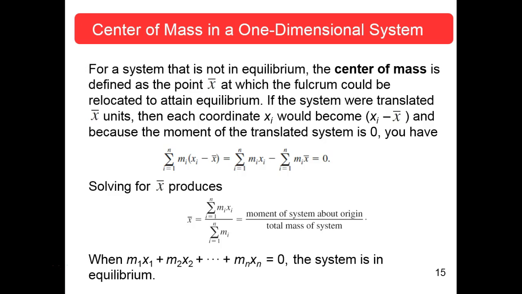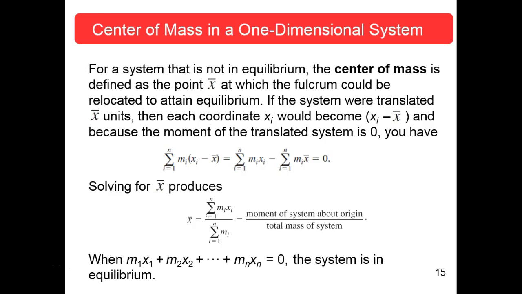For a system that is not in equilibrium, now I don't know if this is where dynamics comes in, but the center of mass is defined as the point x bar at which the fulcrum can be relocated to attain equilibrium. If the system were translated x bar units, and they could be to the left, negative, or to the right, positive, then each coordinate x of i would then be x of i minus x bar, because you're that far from the equilibrium position, some to the left, some to the right. And because the moment of the translated system is 0, you have that the summation from i equal 1 to n would be m sub i times x of i minus x bar. Now this x bar, remember, is fixed, so x of i minus this will sometimes be positive, sometimes negative.